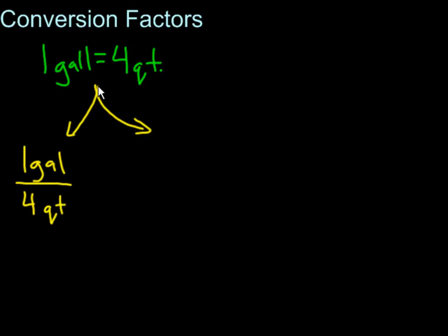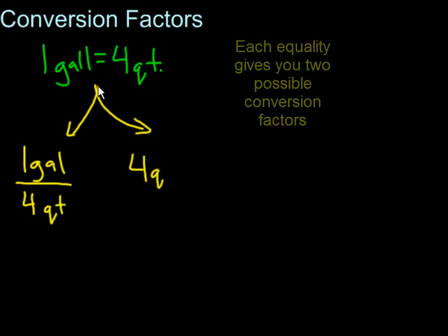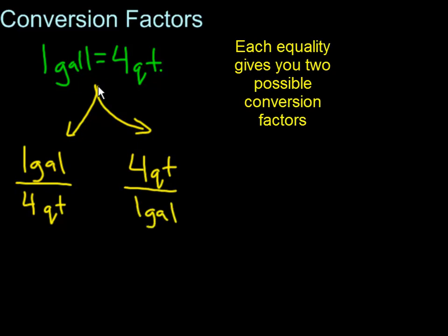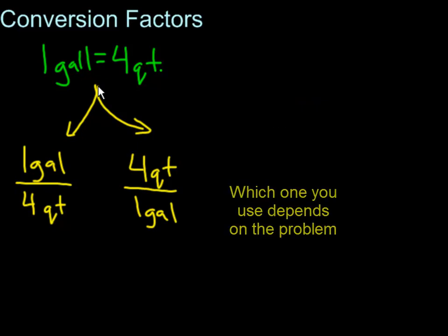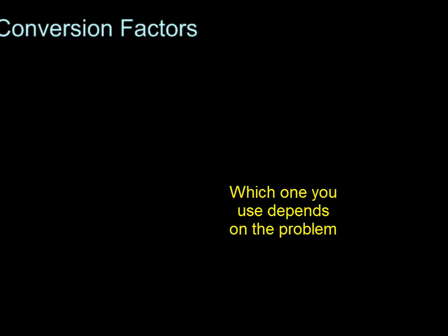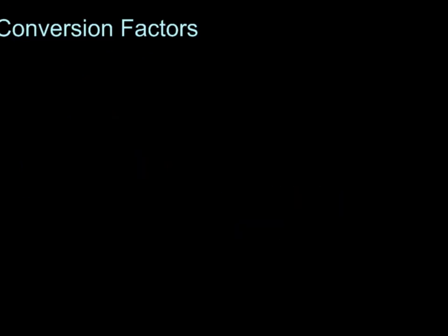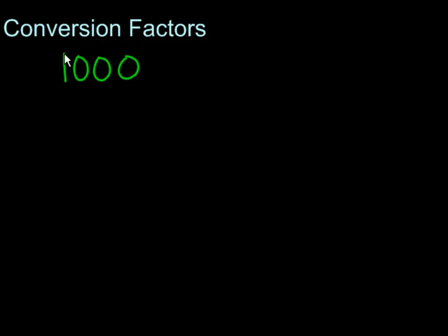So we take our equality, 1 gallon equals 4 quarts. We could put 1 gallon over 4 quarts, or we can put 4 quarts over 1 gallon. Now, which one of those you have to use depends entirely on the problem. If I have quarts and I'm trying to turn them into gallons, I want quarts on the bottom. If I have gallons and I want to turn them into quarts, I want gallons on the bottom.